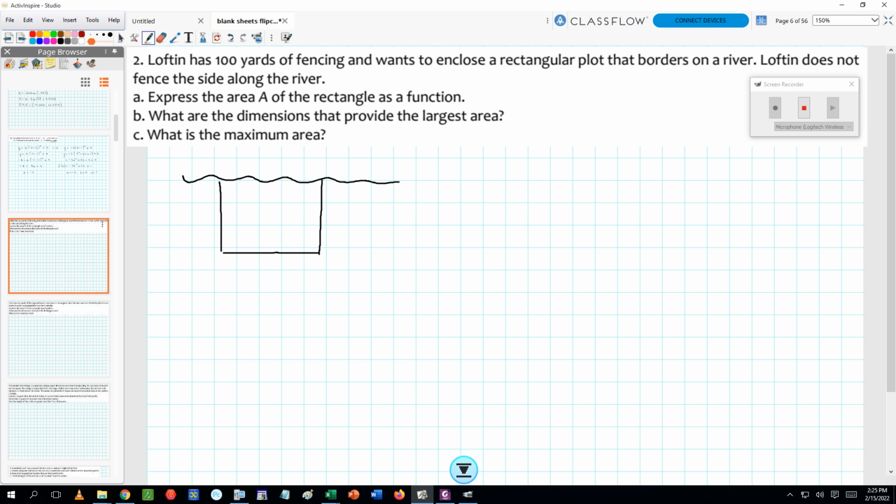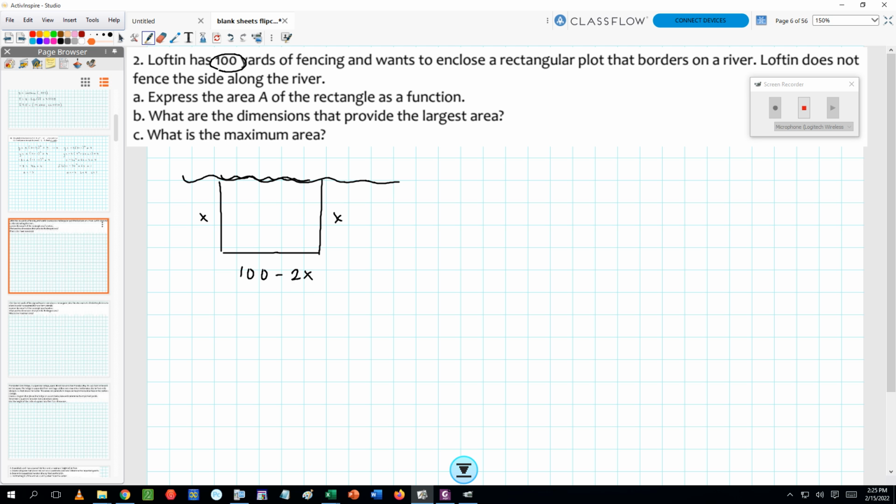So we're going to use X here and here, because I can use X the most often by putting it on those two sides that I know are the same. And if we started off with 100 yards by doing X there and X there, we're now down to 100 minus 2X left over. And we don't divide that in half because we're not fencing along the river.